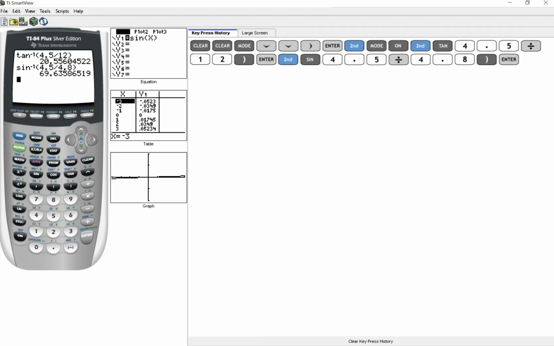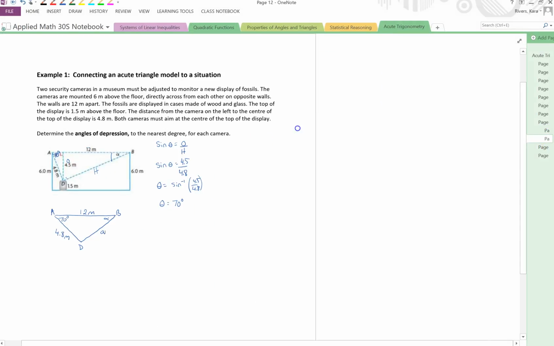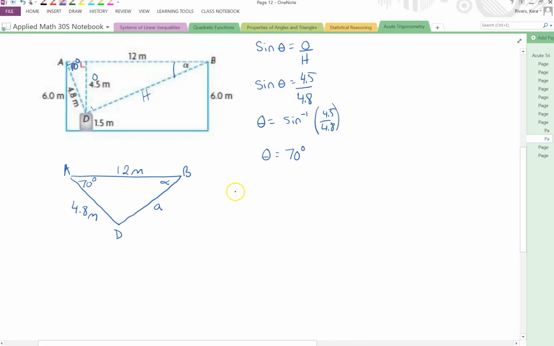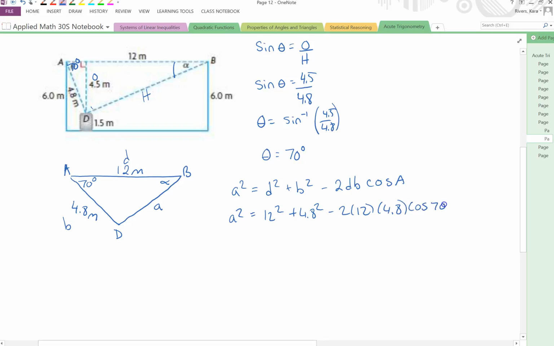Let's do that. So how would that look? Well, solving for side A, I'd have a squared is equal to d squared plus b squared minus 2db cosine of angle A. Substitute everything in and solve for A. So I've got a squared, d is 12, b is 4.8, and angle A is 70 degrees.